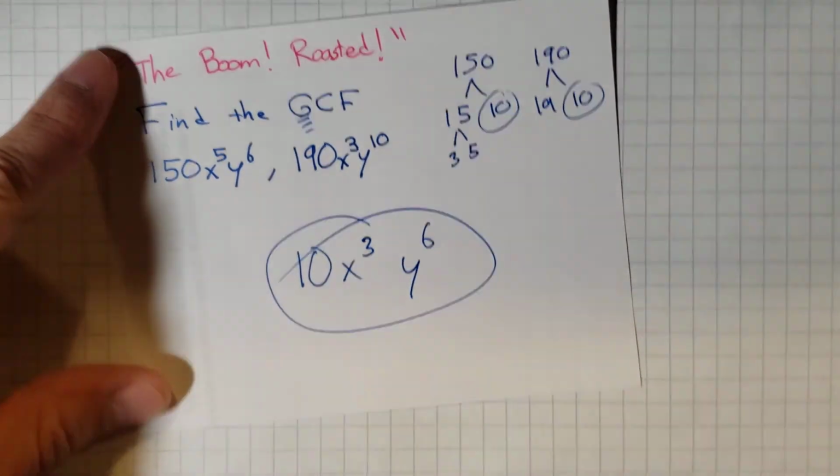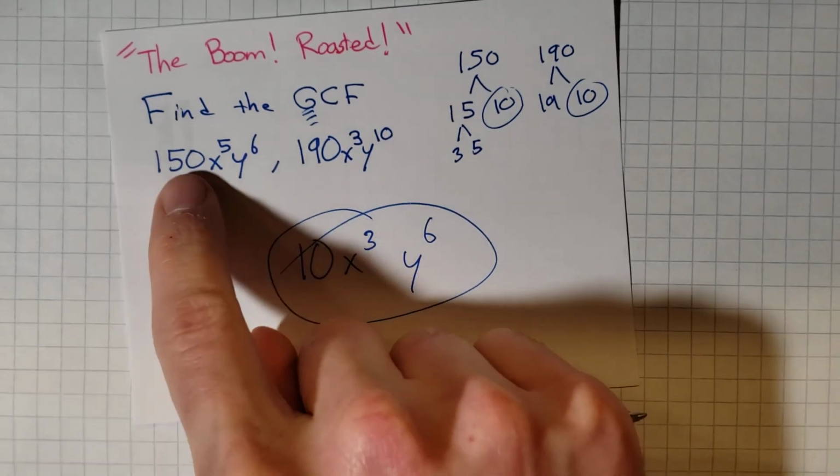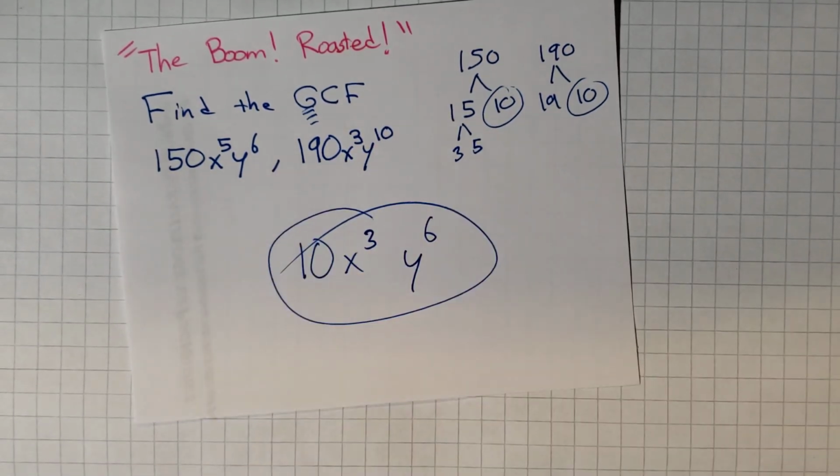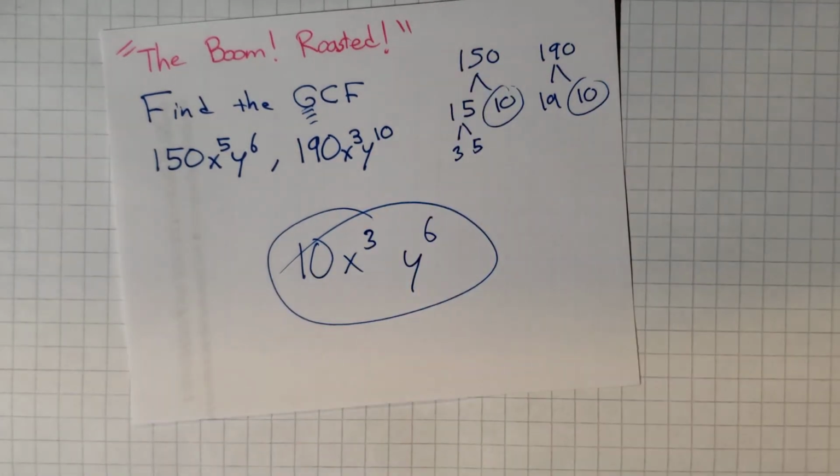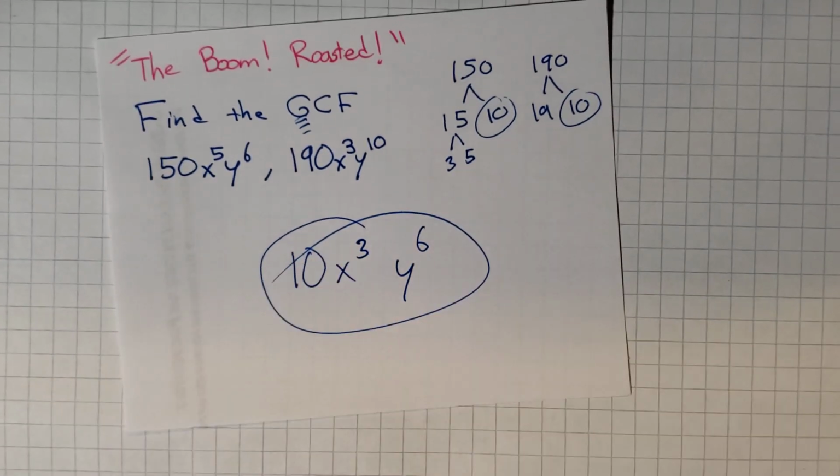So there it is. Okay, that's the most you could take out of these two monomials without ruining it, without getting decimals or getting fractions. You don't want either of those things. All right, cool. That is the boom roasted.